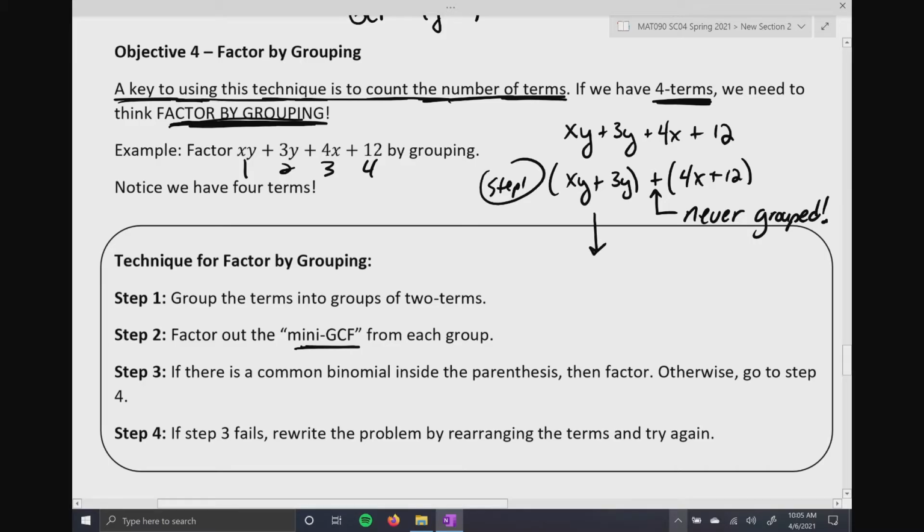If I look in that first set of parentheses, the xy plus 3y, since I grouped that together, now there's a little GCF there. And it's going to be the letter y. Because both terms have a letter y in common. What's left over is x plus 3. So if I factor out the y, I'm left over with an x plus 3. Does that make sense so far, everybody? Okay?